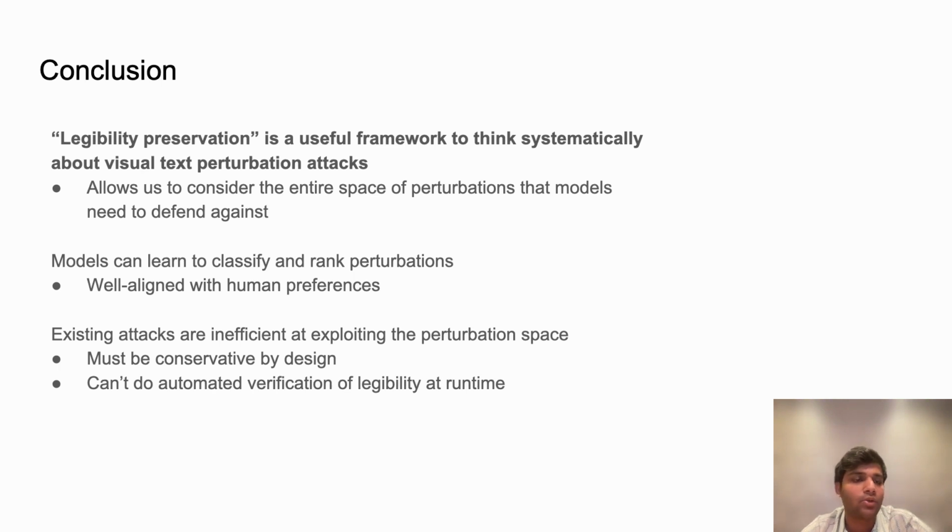And finally, we show that existing attacks are inefficient at exploiting the perturbation space. This is because they have to be conservative by design, since they can't do automated verification of legibility at runtime. And since we are able to automate legibility classification, we can keep generating riskier and more extreme perturbations and still guarantee that eventually we'll find a legible perturbation at that more extreme end of change.